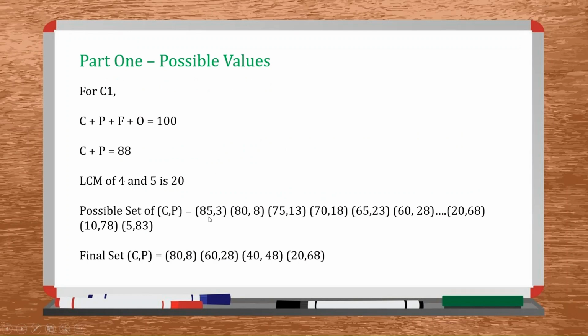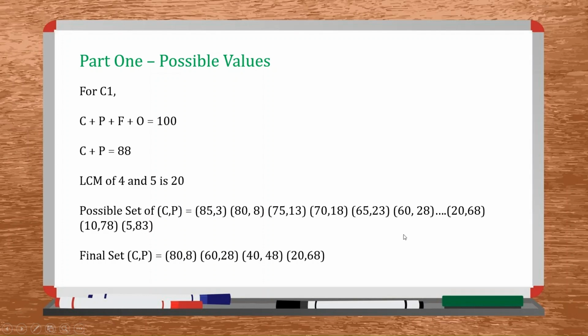Now, if it is 85, then the protein would be 3 grams, which is not possible because protein should be a multiple of 4. The next possible value of carbohydrate is 80 grams, which gives the corresponding value of protein as 8 grams, which is a possible value. Similarly, if we plot other points, we get 75 and 13, 70 and 18, and so forth up to 5 and 83.